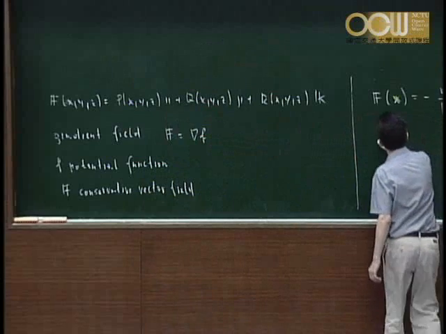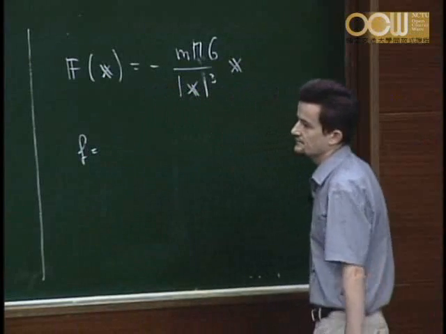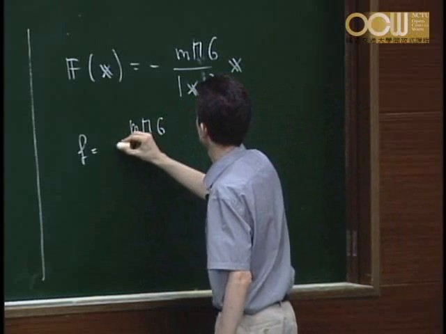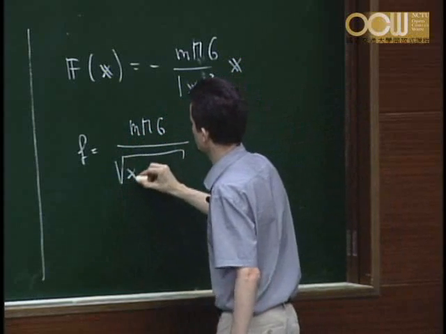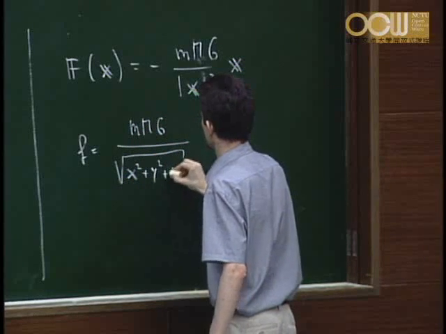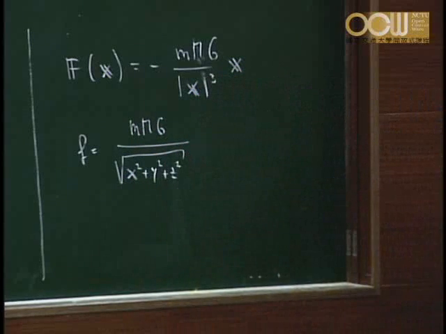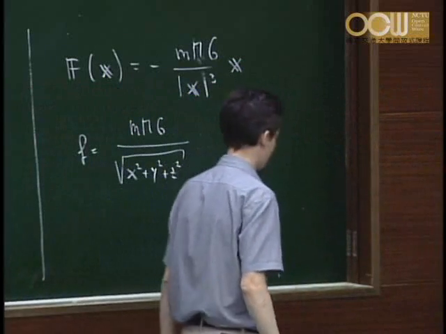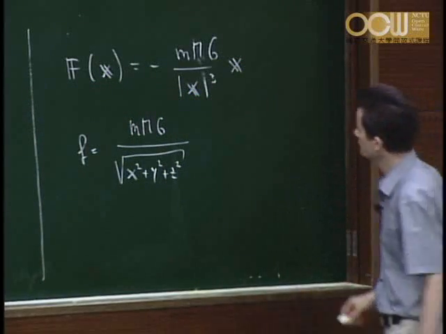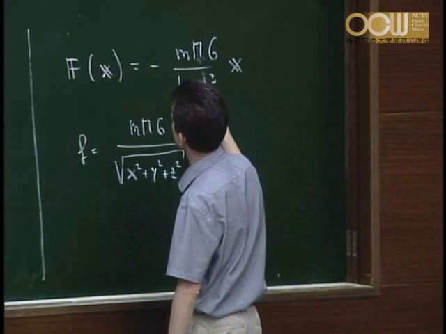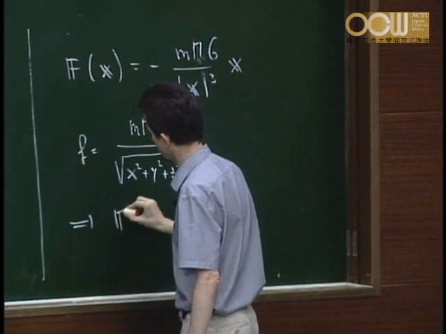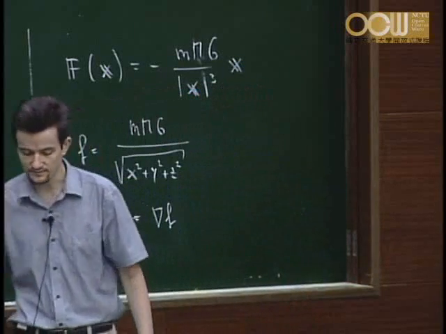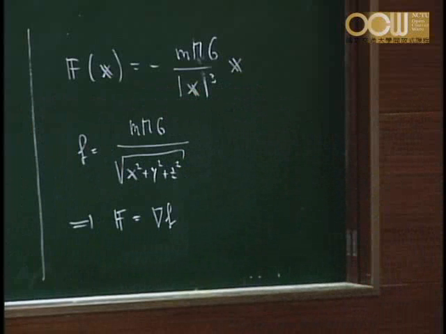So here a possible potential function would be the function m times g over the square root of x squared plus y squared plus z squared. And you see very quickly that this is really a potential function of this vector field. So we really have that F is equal to the gradient vector field generated by f.